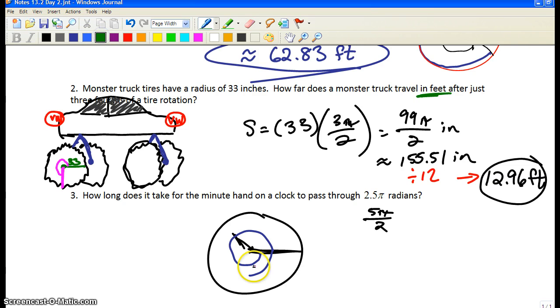So our new minute hand goes down here, right? So it went 1 circle and then another quarter circle, which as far as time goes, is 1 hour and a quarter of the way through, 15 minutes. So it's 1 hour, 15 minutes.